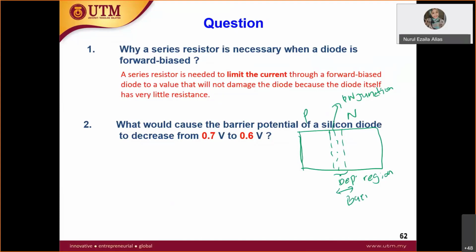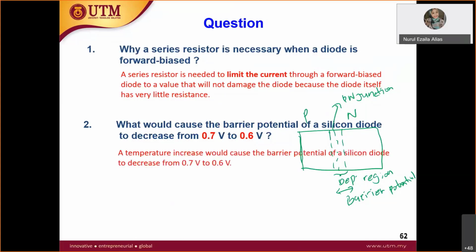Okay. So what caused this barrier potential to decrease from 0.7 to 0.6, for example, in this case? What have you learned? What caused it? Temperature. Yes, correct. Temperature. I think I only mentioned temperature. For the diode, the factor that affects the potential barrier, or the movement of electrons to pass through faster or slower, is the temperature.